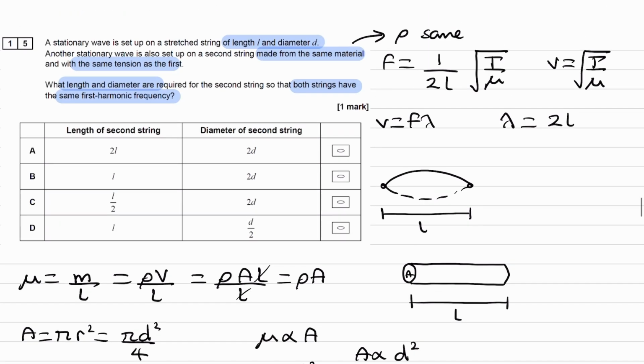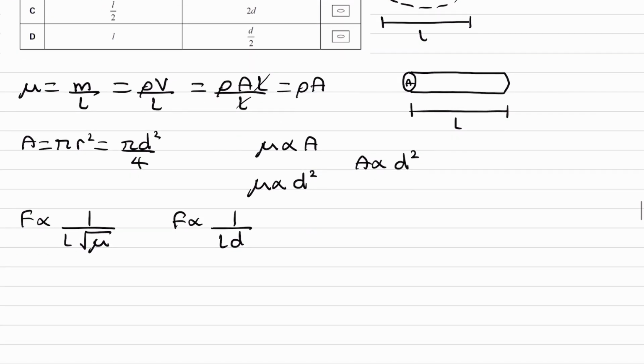In the question it says that both strings have the same first harmonic frequency. So in order to have the same first harmonic frequency, because L and d are multiplied together, the factors by which they change when multiplied together should cancel out. So for instance, if L were to double, then d should halve. If L were to get multiplied by a third, then d should get multiplied by 3.